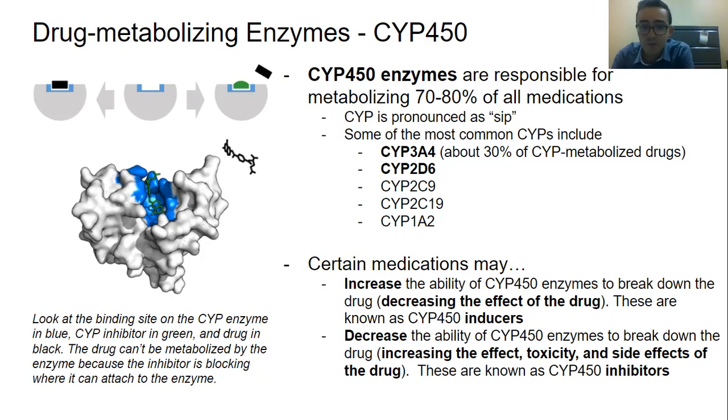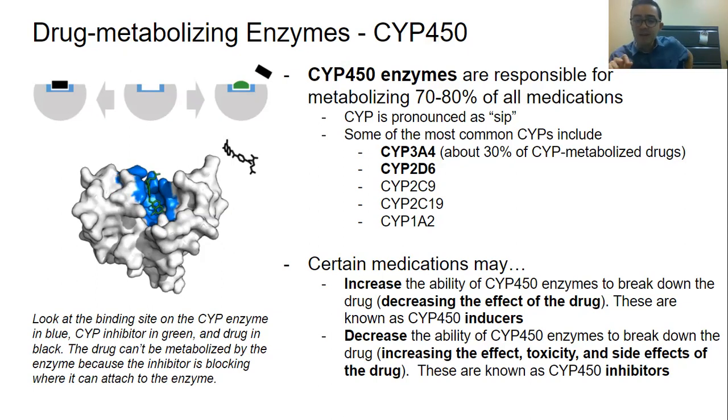CYP2C9, CYP2C19, and CYP1A2 are all very common CYP enzymes. Now, certain medications may increase the ability of CYP450 enzymes to break down the drug, and that decreases the effect of the drug. So those are known as CYP450 inducers. Now, I understand it's a concept that you have to sort of think about, but it makes sense. So let's follow along with this.